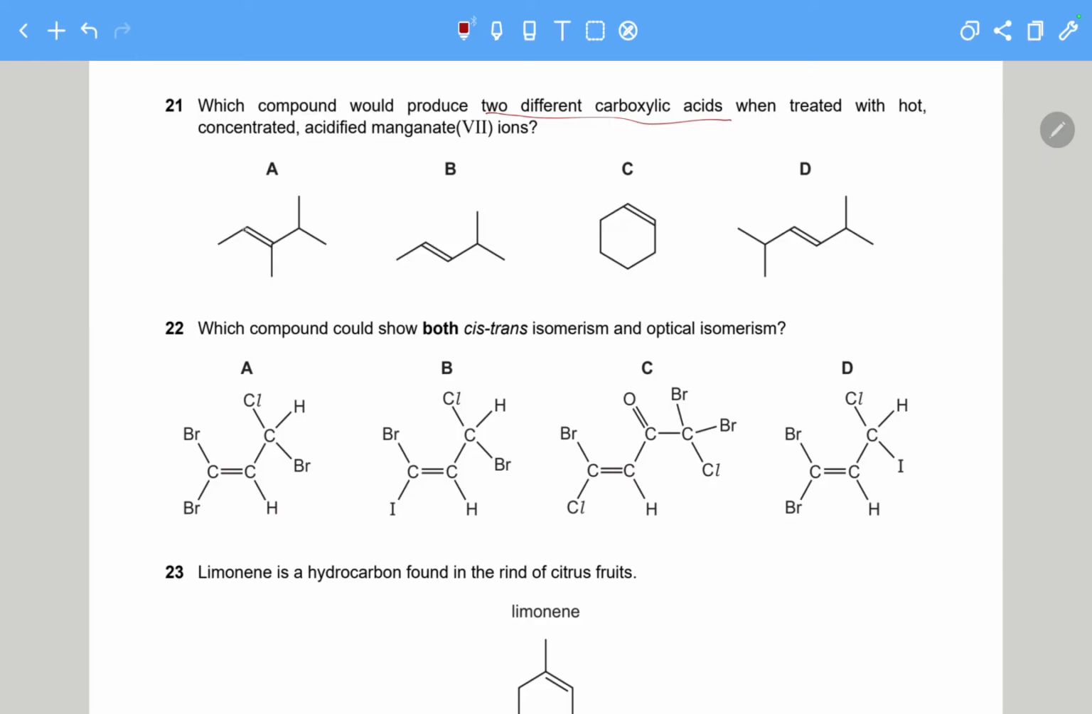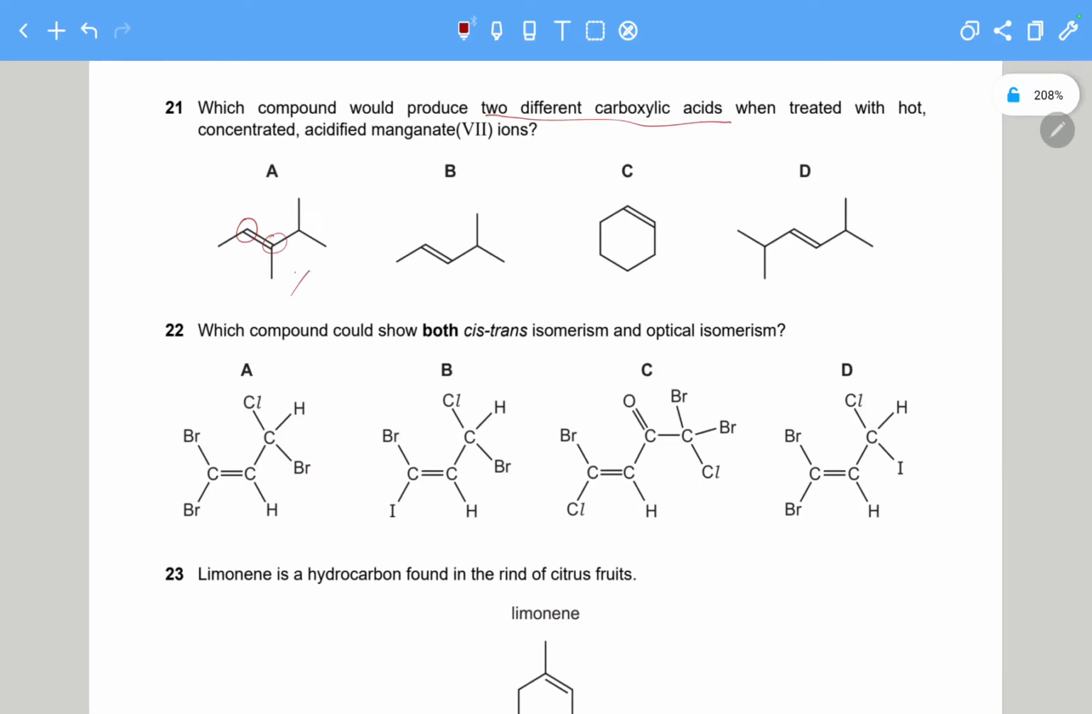So let's look at option A. This carbon will produce a carboxylic acid, but this carbon will produce a ketone because it's doubly substituted. So this cannot be the correct answer because we only get 1 carboxylic acid. If we look at option B, this carbon will produce a carboxylic acid. Even this will form a carboxylic acid. And because the molecule is not symmetrical about the carbon-carbon double bond, the 2 carboxylic acids will be different. So let's stick with B for now, but we will see what the other options are.